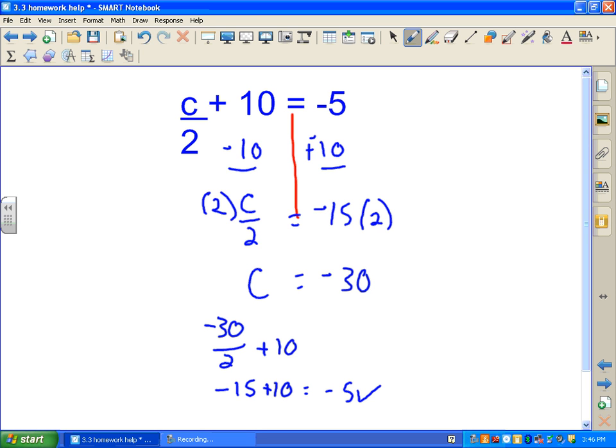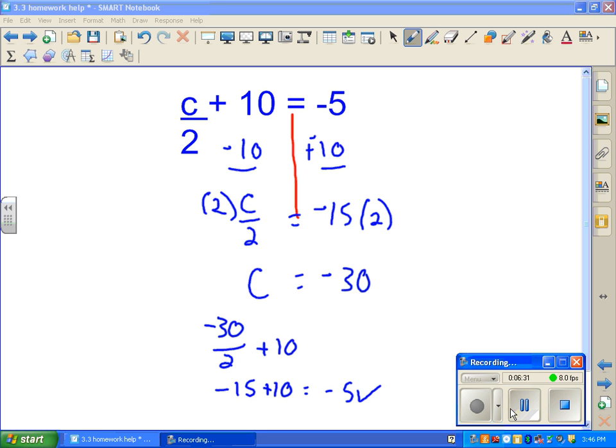So again, it's just like the other day. You just have to do that twice. We still do the opposite operation on both sides, but you got to remember to follow the order of operations backwards.